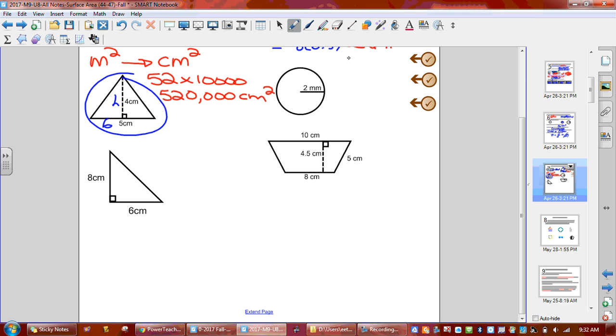Okay. Right beside it, I've got a circle. The area of my circle is going to give me pi times my radius squared. So that gives me 4 pi. And 4 pi gives me 12.57 millimeters squared. Hold up.